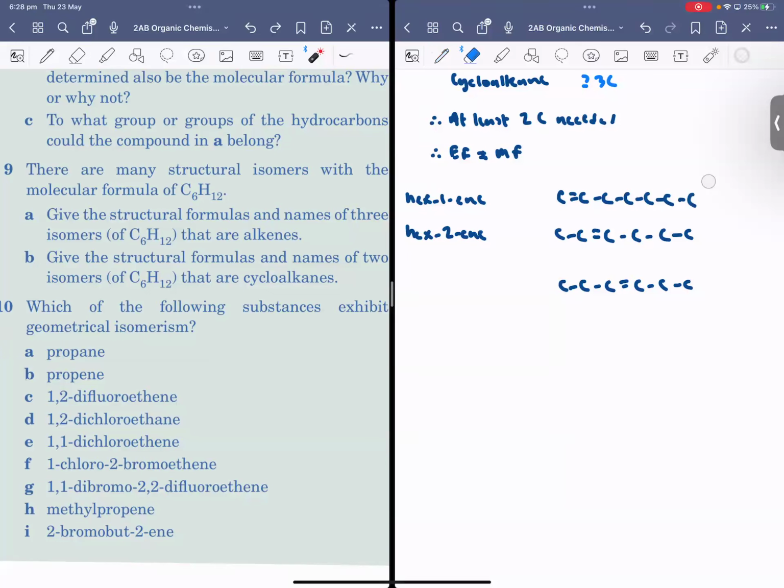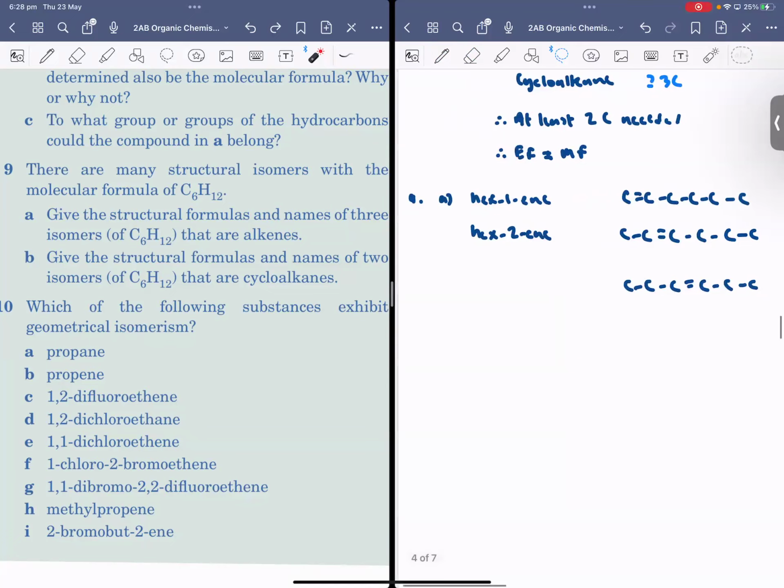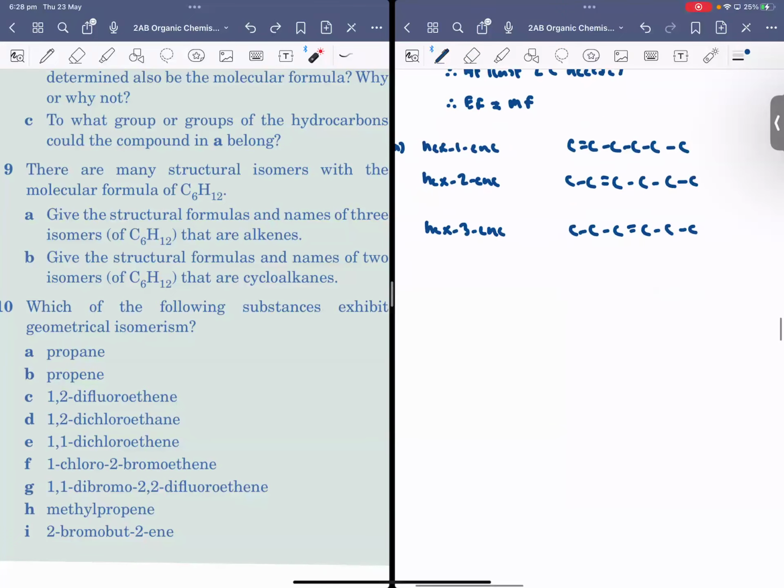Top one was okay. All right, look at that, guys. That's just me being lazy. So you can have hex-1-ene or hex-2-ene or hex-3-ene. What else could you have had if you decided to change it up a bit?